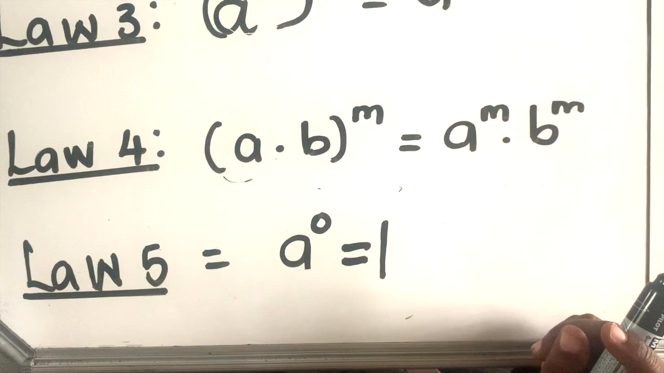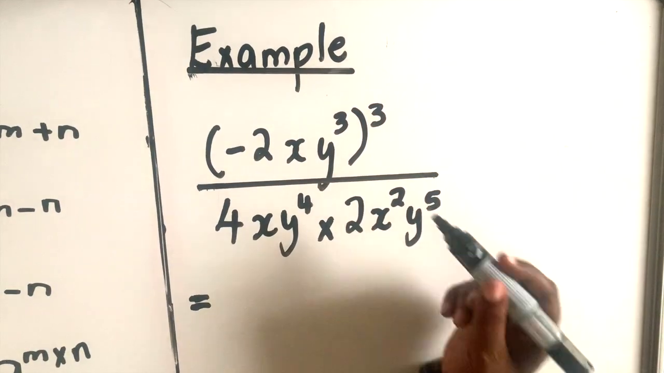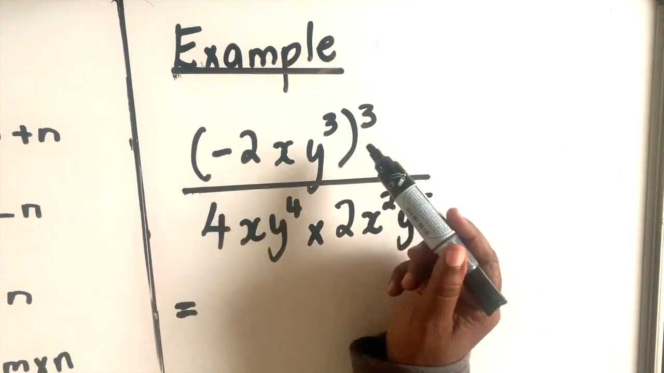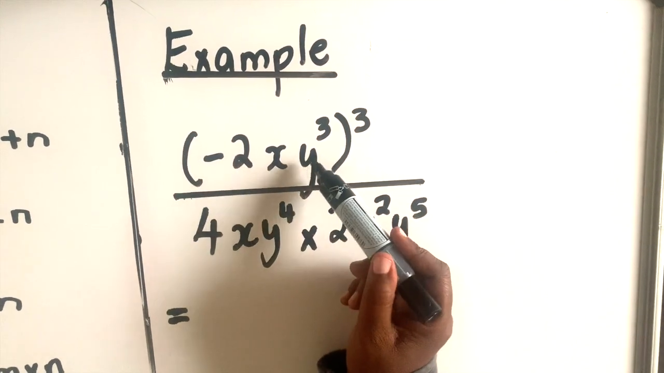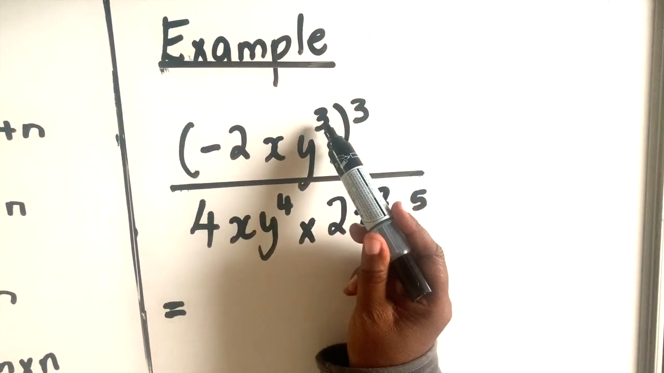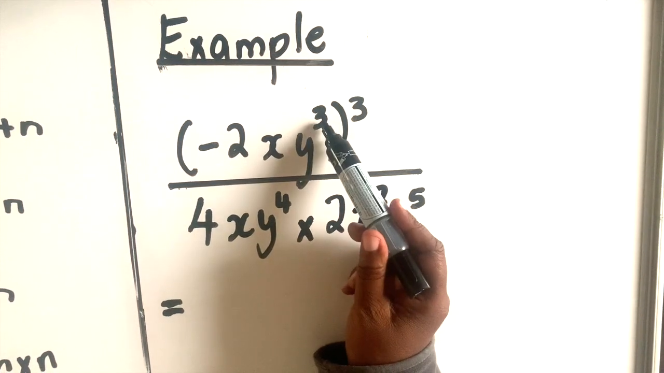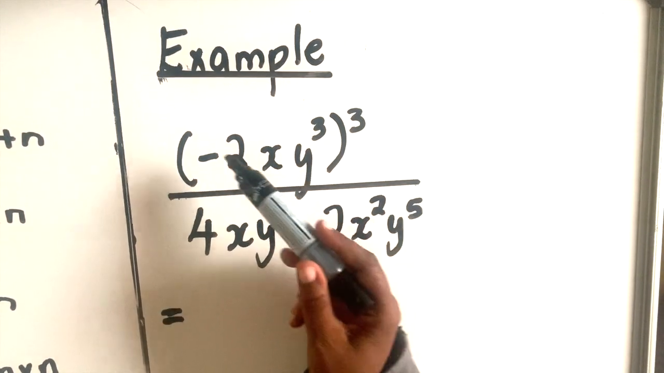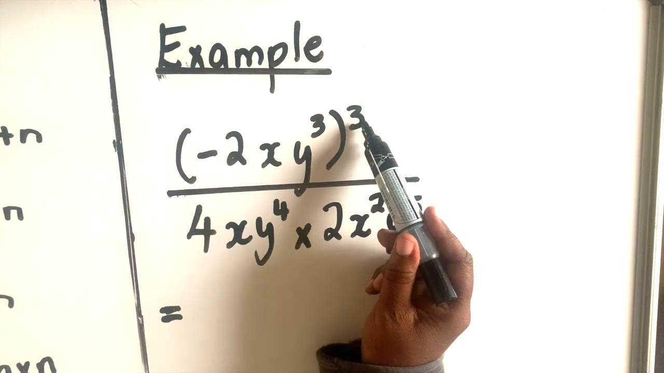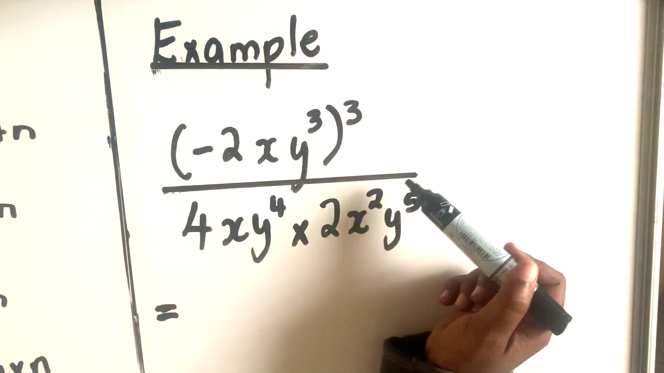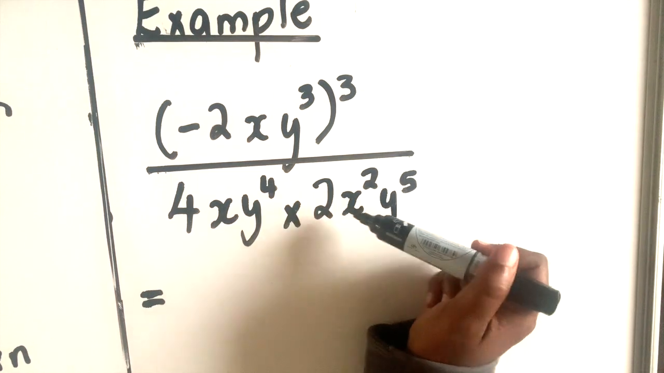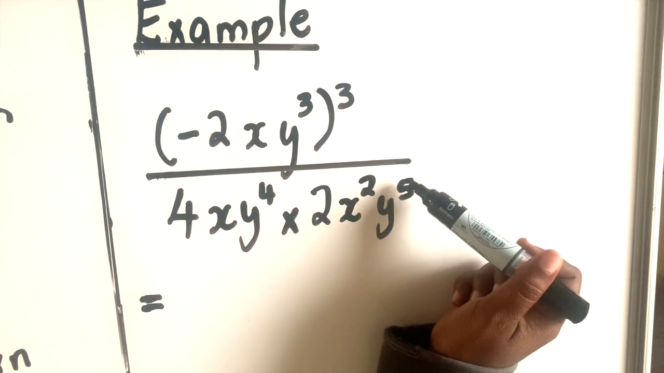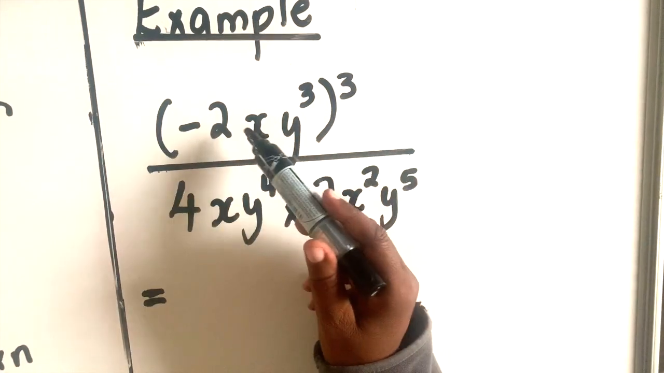Okay, let's look at an example. With this example, we have the numerator: minus 2xy. You remember I said if they don't write anything, it means multiply. The power 3 is on the y. The x is not. And everything is to power 3. And then it's divided by 4xy to the power 4 times 2x squared y to the power 5. Now we're going to start with the numerator, right?